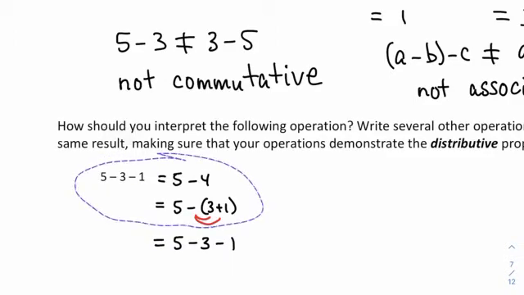So here we see 3 different ways of communicating mathematically the same idea. Remove 3 and 1 separately, remove 4 all at once, or decompose 4 and put in parentheses as 3 plus 1 and think that you're removing that.